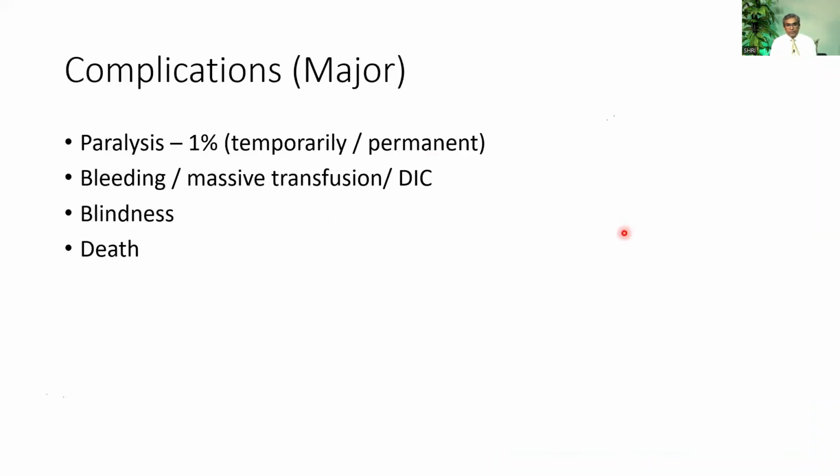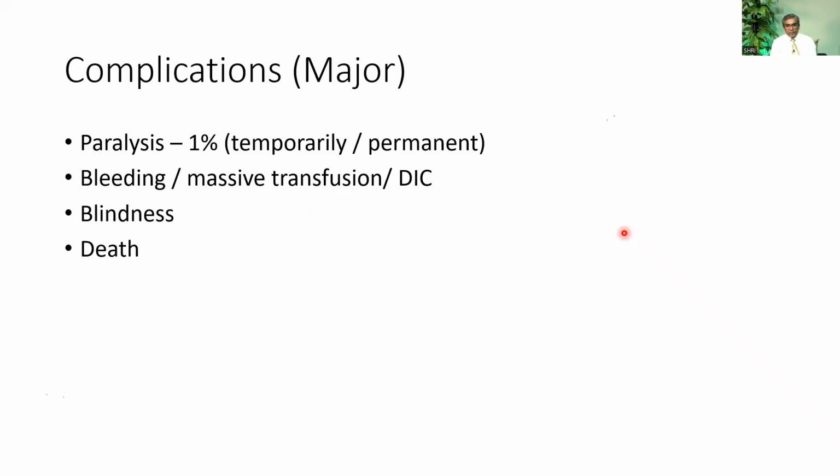Complications of surgery, main problem is paralysis. That's the dreaded complication that we are worried about. So, of course, death can occur, but then just 1% chance of paralysis in these children. It could be temporary or permanent, but this is something that we warn the patient as well as the parents before we embark on surgery.